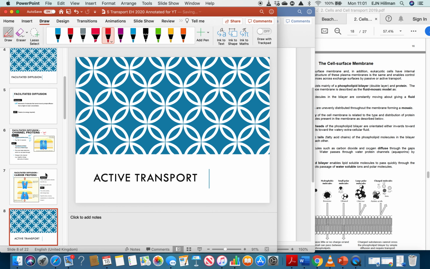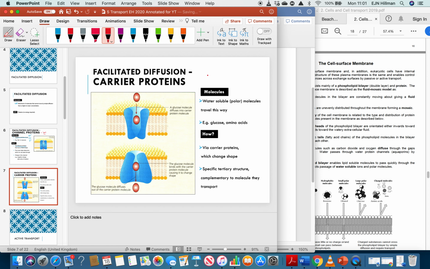Facilitated diffusion by carrier proteins is slightly different. It is still another protein which crosses the membrane, crosses that phospholipid bilayer, but these transport water-soluble or polar molecules. For example, glucose and amino acids both require carrier proteins for transport across the membrane. Again, from high concentration to low concentration, so this is still passive, but this time with carrier proteins. Carrier proteins are for molecules that are water soluble.